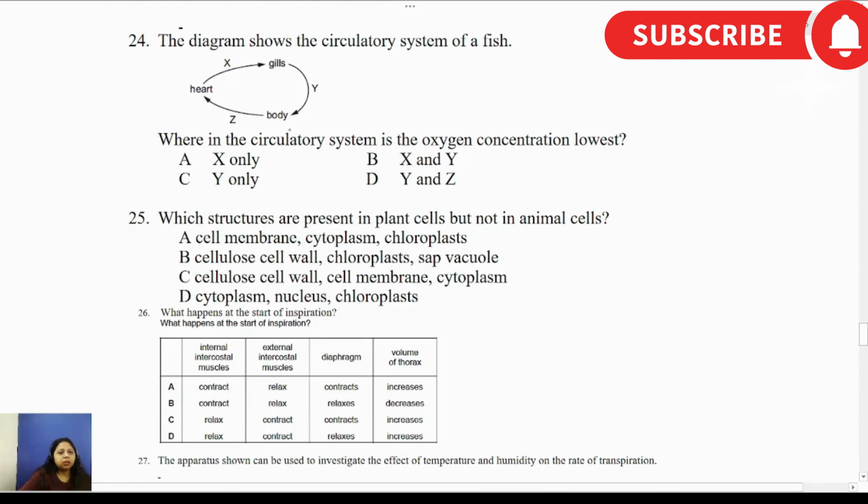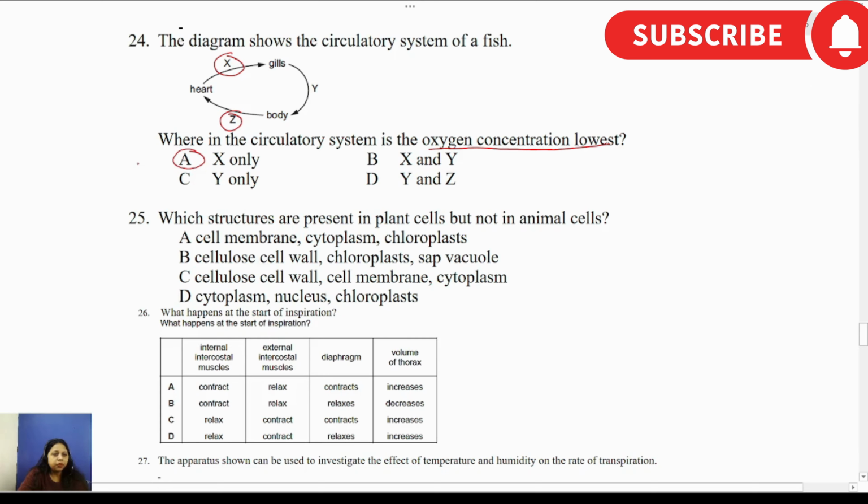Next, a diagram is shown, and this is a single circulation, right? So where would oxygen be lowest? When it moves to the body, this part, and when from the heart it moves to X. So these are the points where the concentration would be lower. So what would you suggest? Which one has the lowest? Lowest means you have to select one. That would be X only.